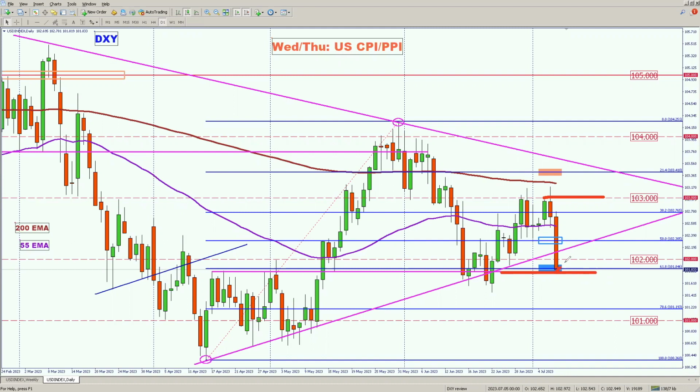If it does break down lower, then watch out for the previous month's low, and then the 786 retracement level. Try to gain some support.